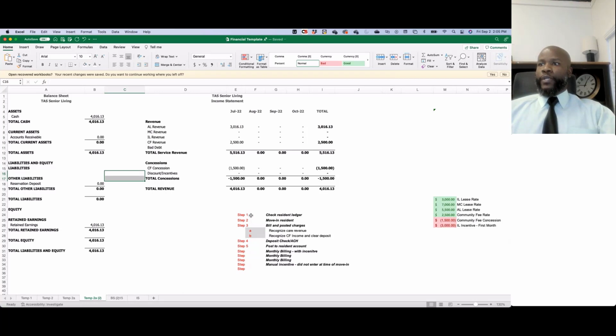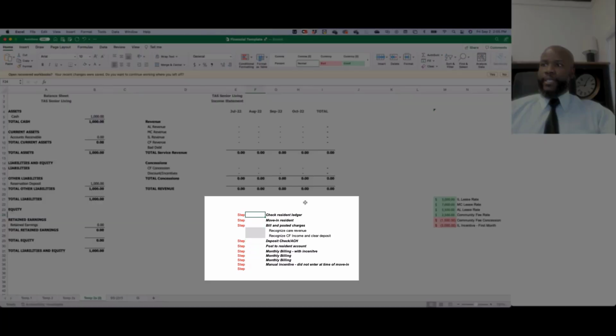Okay, so let's walk through this once again. From checking the resident ledger, moving in, get the billing in, we're going to post charges, just so we take it from the beginning. And we're recognizing the revenue for that first month, and then we're recognizing that community fee. And in this case, there was a concession, right?